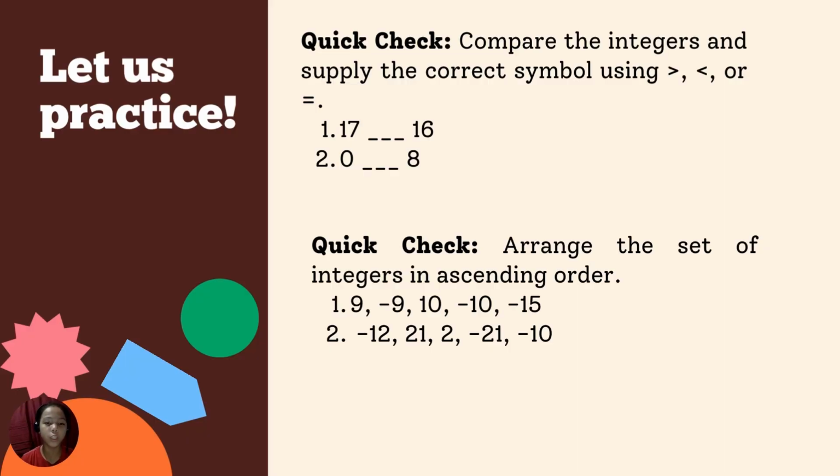Arrange the set of integers in ascending order. Ascending order means least to greatest order. Number 1. Positive 9, negative 9, positive 10, negative 10, negative 15. The answer is negative 15, negative 10, negative 9, positive 9, and positive 10. Number 2. Negative 12, positive 21, positive 2, negative 21, and negative 10. The answer is negative 21, negative 12, negative 10, positive 2, and positive 21.